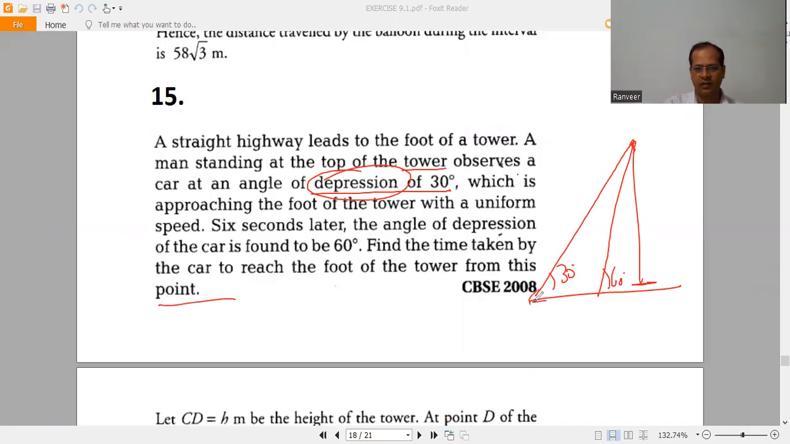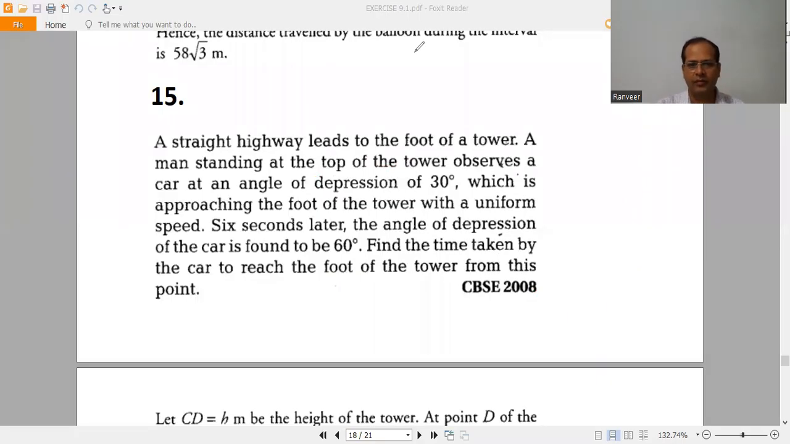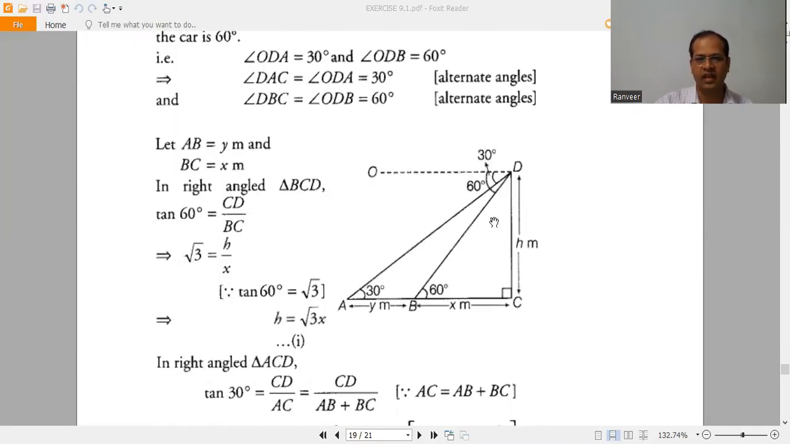So what is the time it will take from here to here? Find the time taken by the car to reach the foot of the tower from this point. Now, according to the question, if you see the diagram, this is the point D. At this point, the person is there at point D. The angle of depression is 30 degrees and 60 degrees.